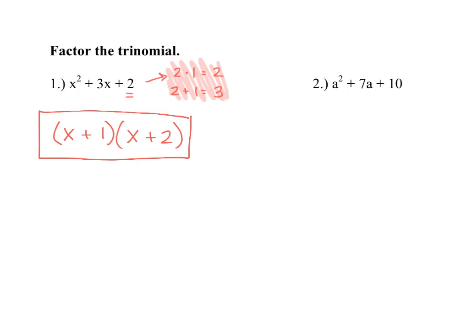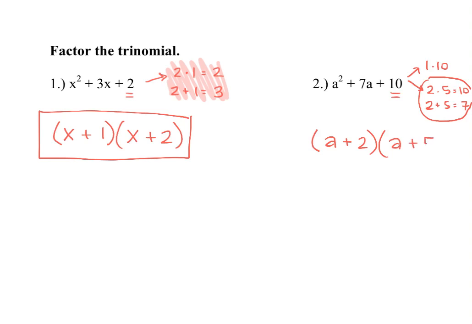Let's do number 2. All right, when I look at number 2, I have a squared plus 7a plus 10. So I'm going to start by focusing on that last number. I know factor pairs of 10 could be 1 and 10 or 2 and 5. Well, 2 times 5 is 10 and 2 plus 5 is 7. So I know that that's the pair that I need to use. So I get a plus 2 times a plus 5. That 2 and 5 are the P and Q values that I need.